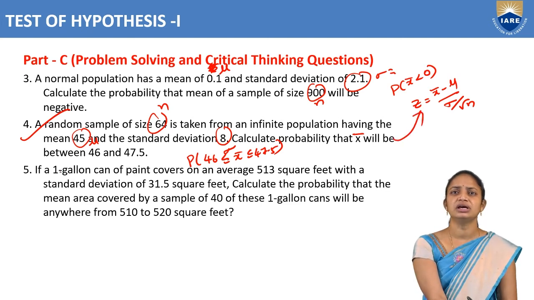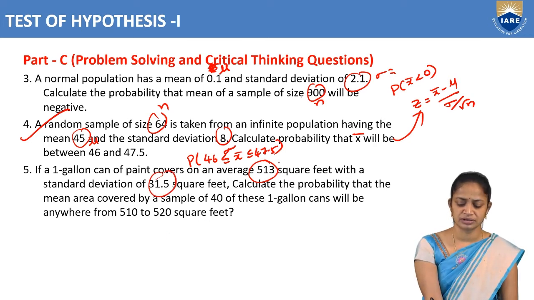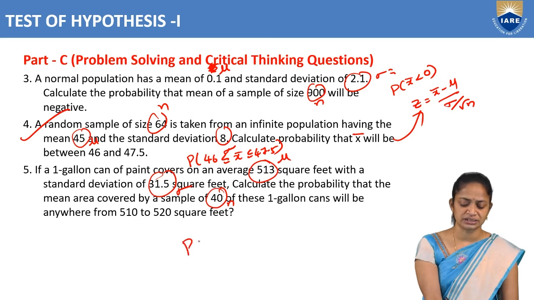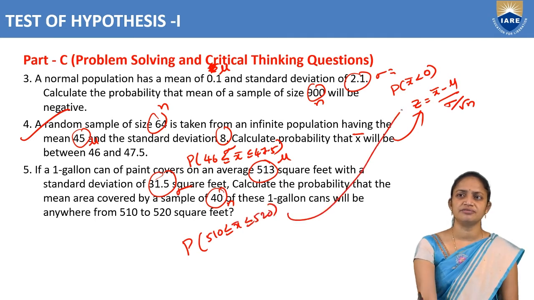So now coming to the next question. In this question we have average square feet with standard deviation. So here mu equal to, sigma equal to, and they covered by the sample of n equal to 40. That means here also it is the same, we have to take less than or equal to x bar less than or equal to 520, same formula.